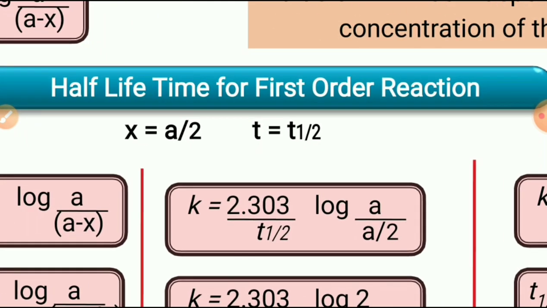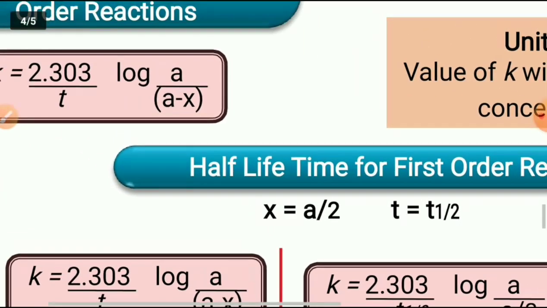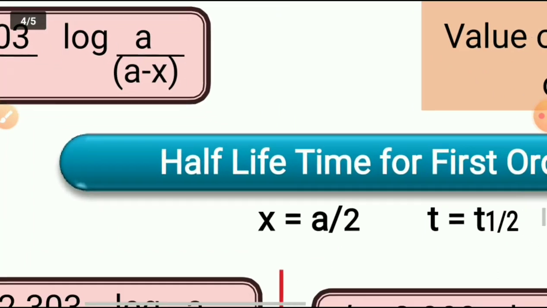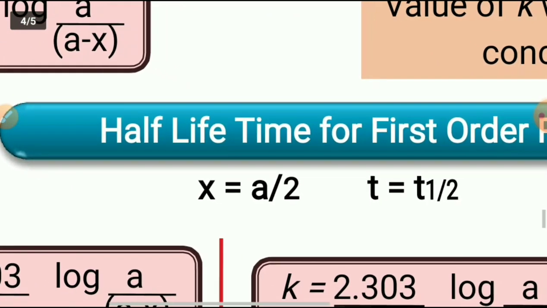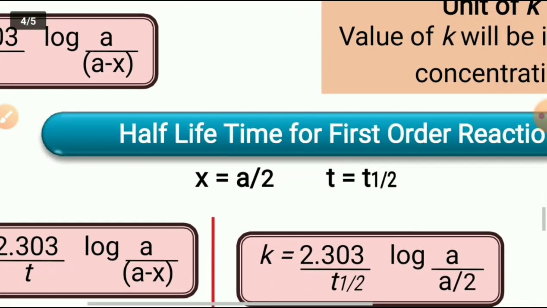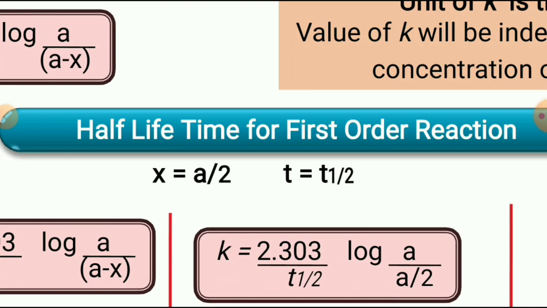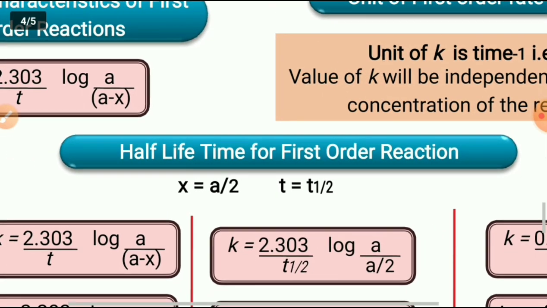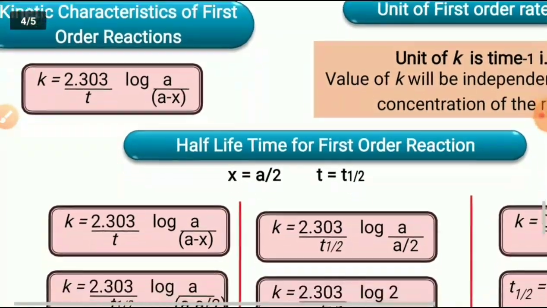Here x is the amount of reactant converted into product. In the half time, x will be a upon 2, that is, half of a, where small a is the initial concentration of the reactant A. So x will be a upon 2, and the time is given by t half. So the half time, or half lifetime, of a first order reaction is given by t half.